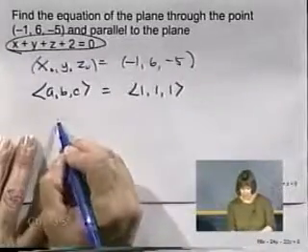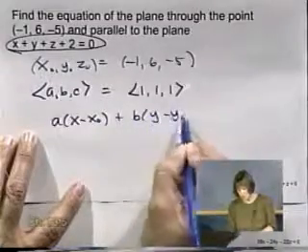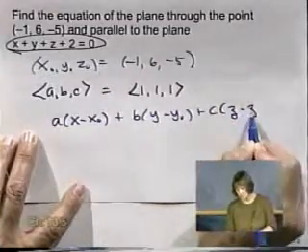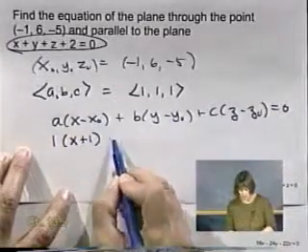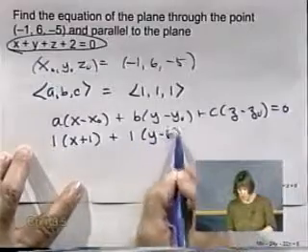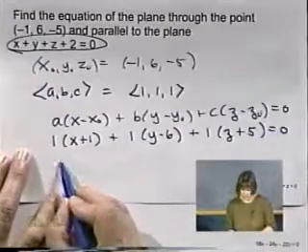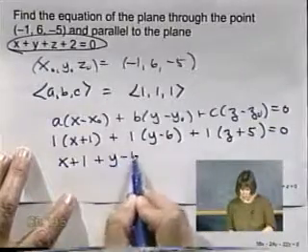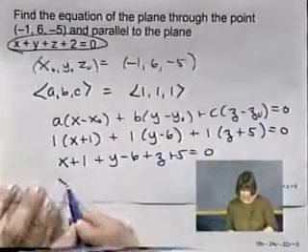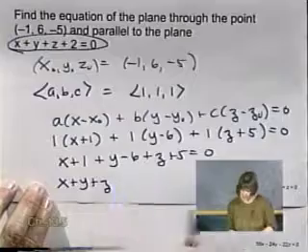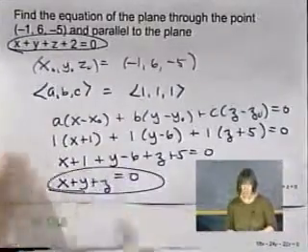My equation is going to be a times x minus x naught plus b times y minus y naught plus c times z minus z naught equals 0. So it's going to be 1 times x minus a -1 is +1, plus b, which is 1 times y minus 6, plus c, which is 1 times z plus 5 equals 0. So I have x plus 1 plus y minus 6 plus z plus 5 equals 0. So I have x plus y plus z, 1 minus 6 plus 5 is 0. So there's the equation for my plane.